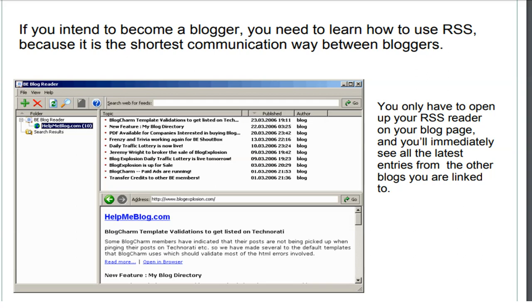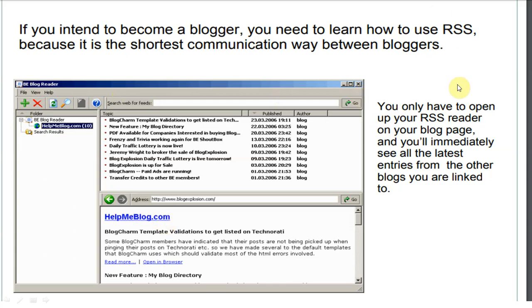So if you intend to become a blogger, you need to learn how to use RSS, because it is the shortest communication way between bloggers. So for the blogger, RSS and syndication is a must, and he should know RSS and syndication. You have to open your RSS reader and your blog page, and you will immediately see all the latest entries from the other blogs you are reading. The proof is given here, a snapshot is given here.